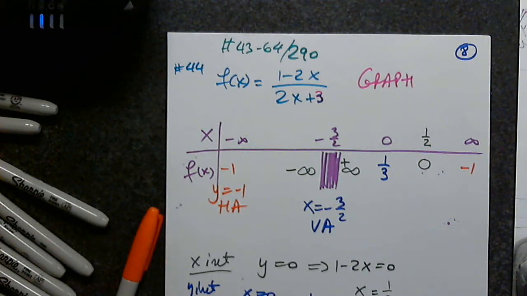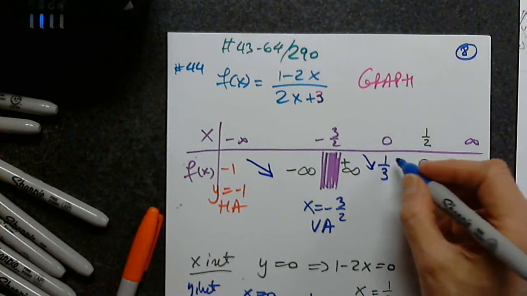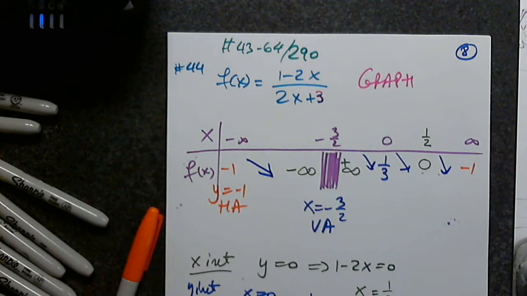That's it. One more time. From approaching negative 1, dropping to negative infinity on the left-hand side of the vertical asymptote, coming from positive infinity on the right-hand side of the vertical asymptote, crossing the y-axis, the x-axis, and approaching negative 1. Why? Because it's summarized in front of me. So from negative 1 down to negative infinity, down to 1/3, down to 0, down to negative 1.